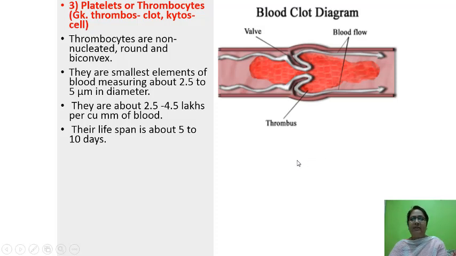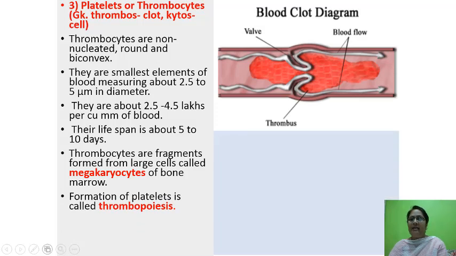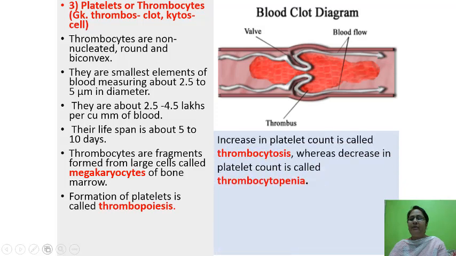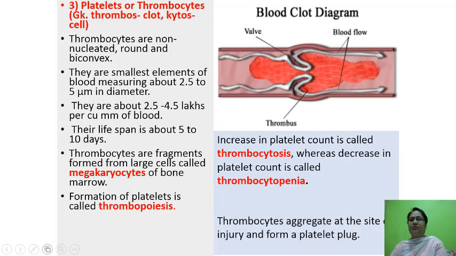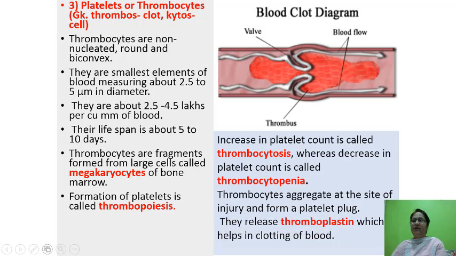The thrombocytes are fragments formed from large cells called megakaryocytes of bone marrow. The formation of platelets is called thrombopoiesis. An increase in platelet count is called thrombocytosis, whereas a decrease is called thrombocytopenia. Thrombocytes aggregate at the site of injury and form a platelet plug. They release thromboplastin, which helps in the coagulation of the blood. This thromboplastin is released at the site of the injury, forming the clotting of blood.